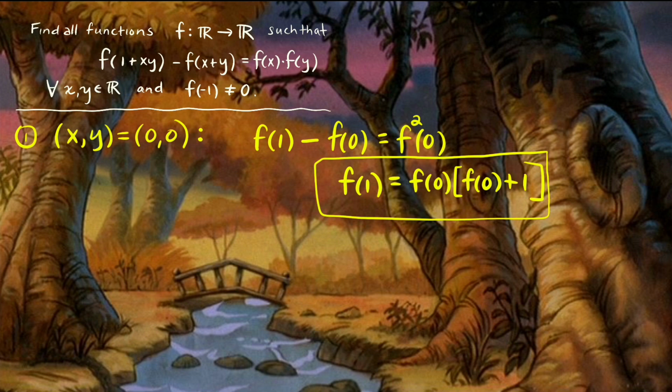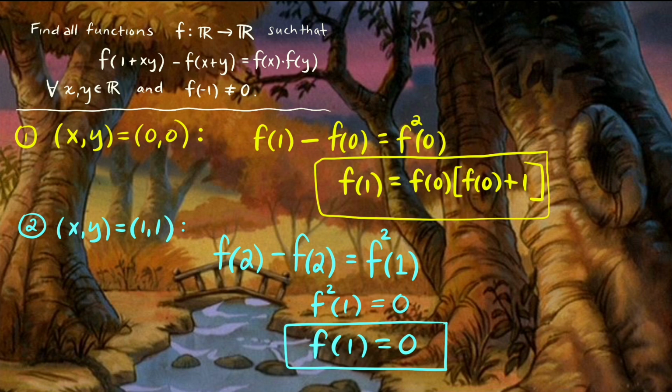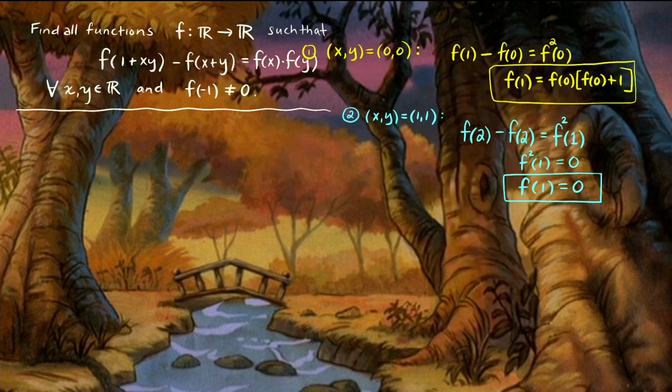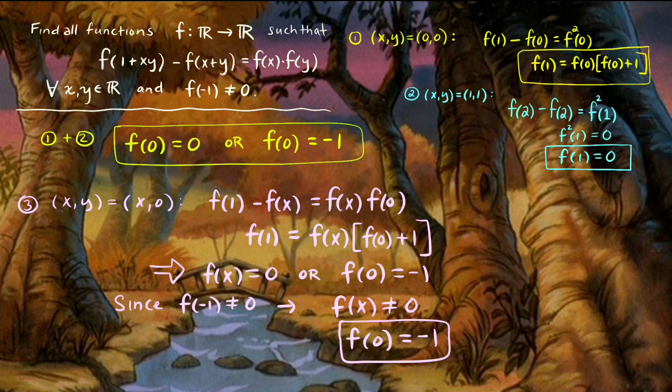So trying out some nice values as we did in the last problem, x equals 0, y equals 0, we get f of 1 is equal to f of 0 times f of 0 plus 1. And if we let x and y equal 1, 1, we get the relation that f of 1 is equal to 0. So we now have a value for our function. And we can put these two things together to deduce that f of 0 is equal to 0, or f of 0 is equal to negative 1.